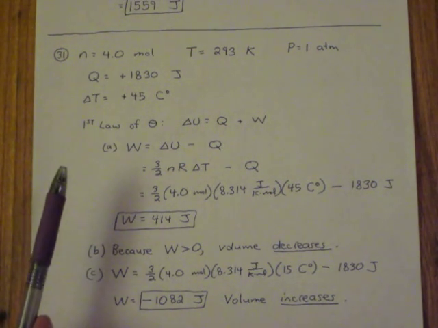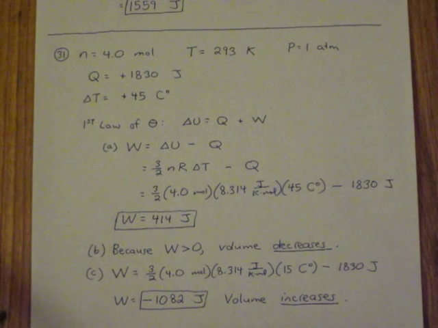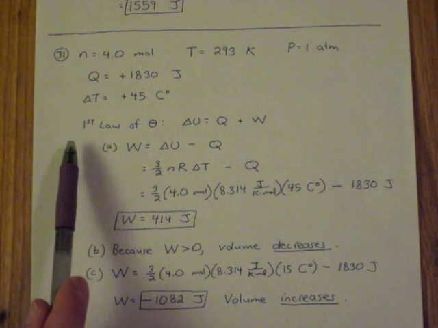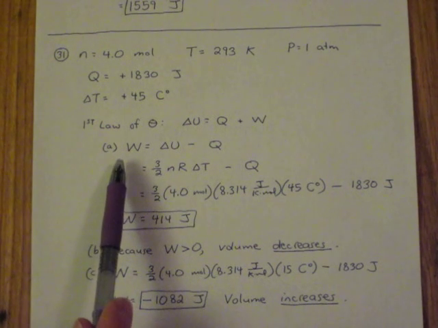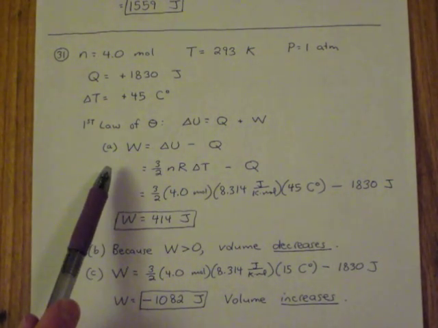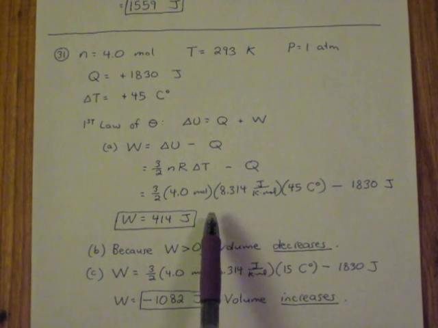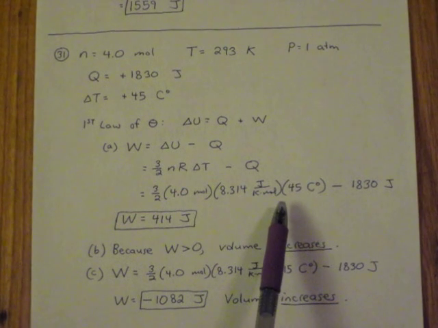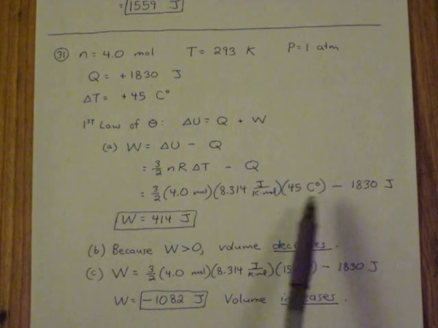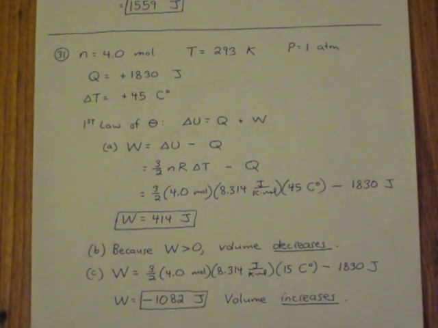And the question for part A is asking how much work is involved in this process. So we're looking to solve for W. The first law of thermodynamics says delta U equals Q plus W. So we solve that for W. W equals delta U minus Q. Delta U is 3/2 nR delta T, and then we're subtracting Q. So we plug in the numbers from there. 3/2 times 4 moles times R times 45 Celsius degrees minus Q, which is 1830 joules. And we get work of 414 joules.